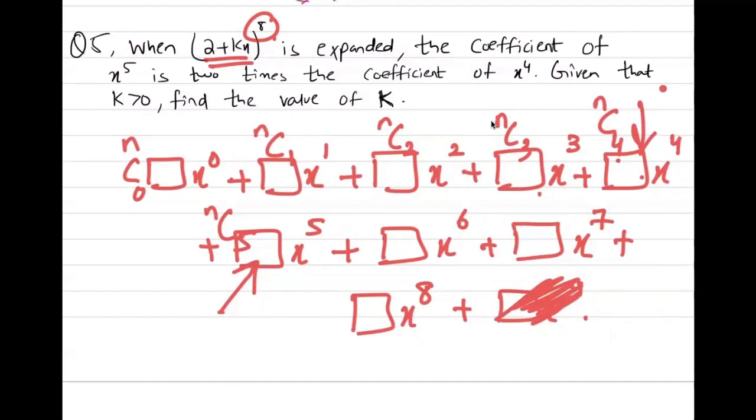And those particular 2 terms are the term with x to the power of 4 and the term with x to the power of 5. In order to get the term with x to the power of 4, I'll be doing nC4.